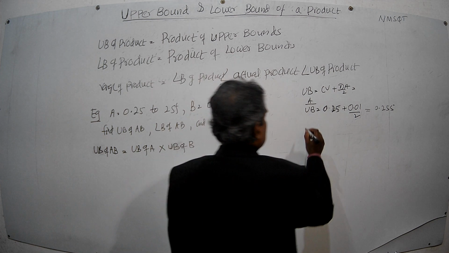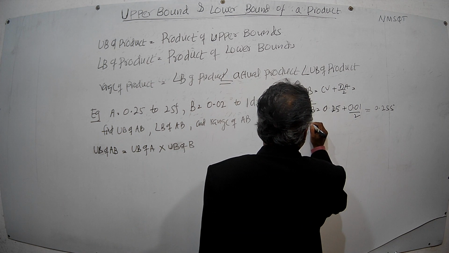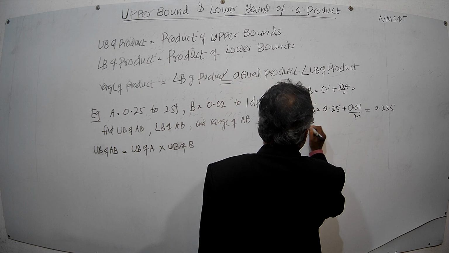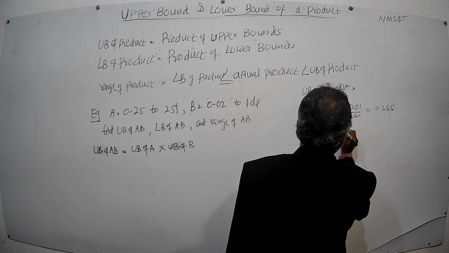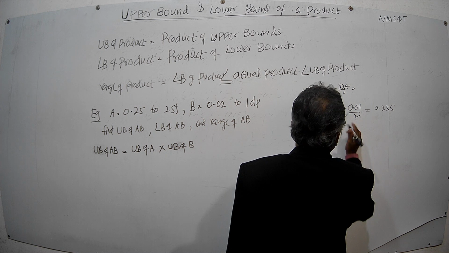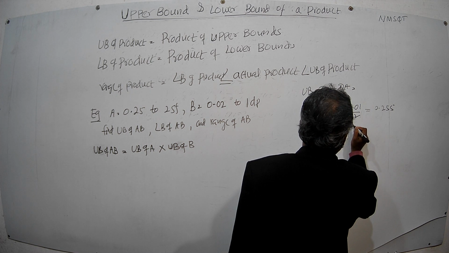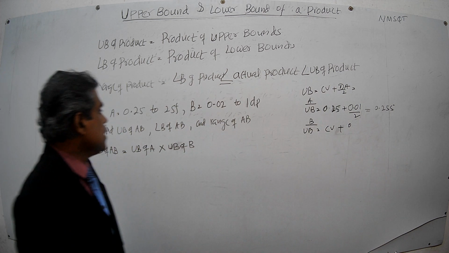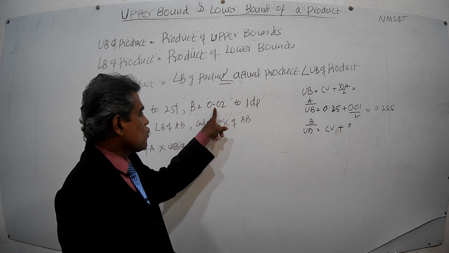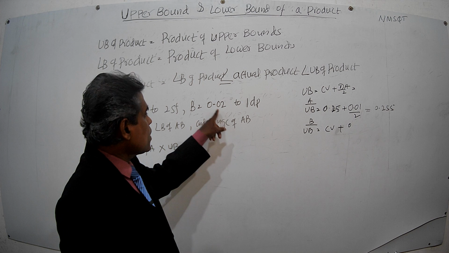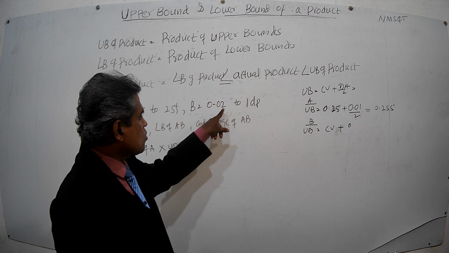Okay. Now, the upper bound of B. Upper bound equals corrected value plus degree of accuracy of the second, of B. What is the degree of accuracy of B? The second one is 1 decimal place. 1 decimal place here is also what? What is the case? Here it is also the first decimal.